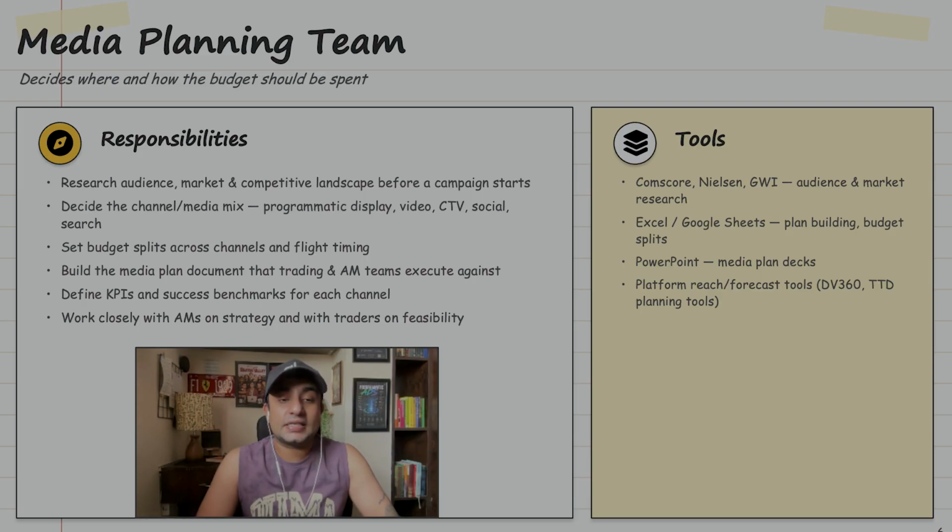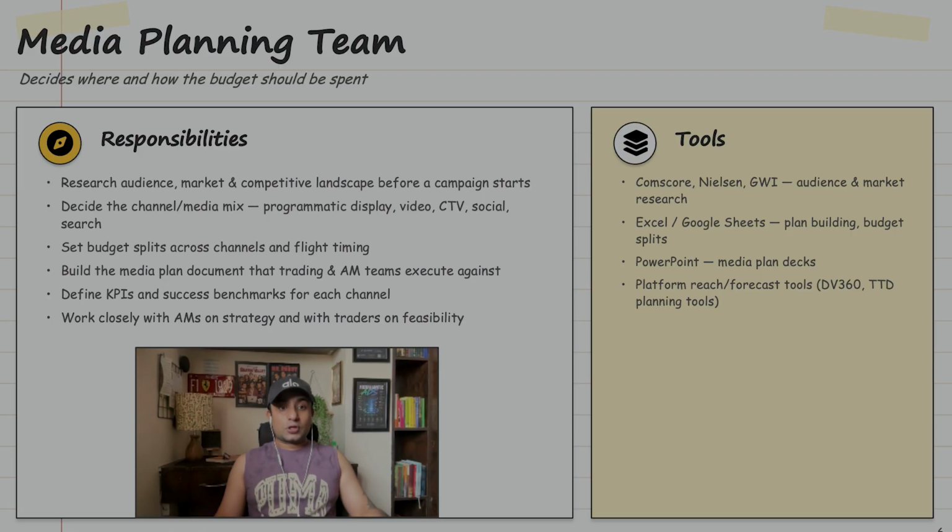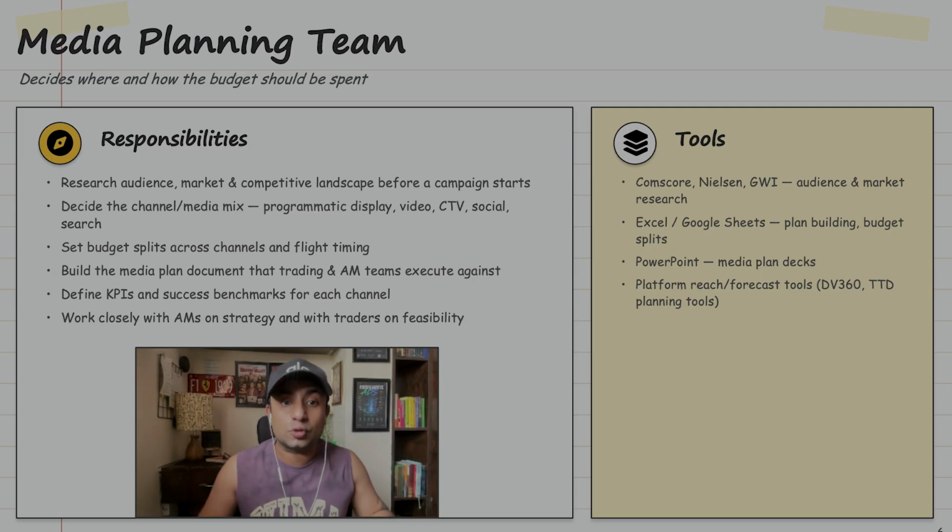Excel is basics, because using Excel only you will be building up the plans and doing the budget splits across different insertion orders, campaigns or line items. Then PowerPoint skills are highly required, because you create the media plan decks which are presented to the clients. Then platform reach and forecast tools like basics of DV360, Trade Desk and planning tools, CM360 are highly required.